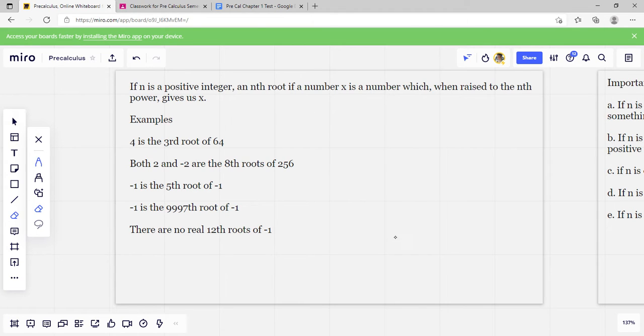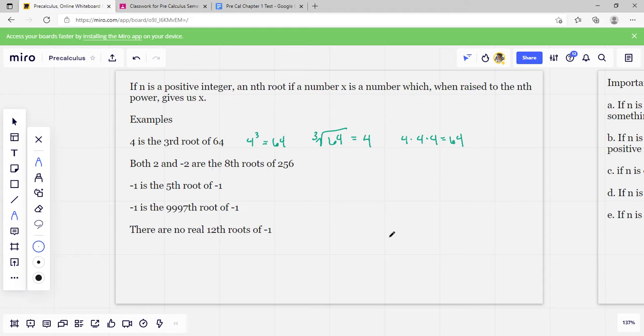Alright. Examples. 4 is the third root of 64, because if we say 4 to the third, we're going to get 64. Or if we say 64 third rooted, we're going to get 4, because 4 times 4 times 4 is 64.